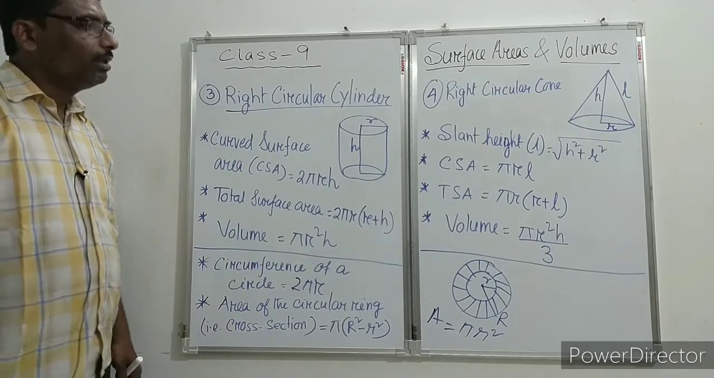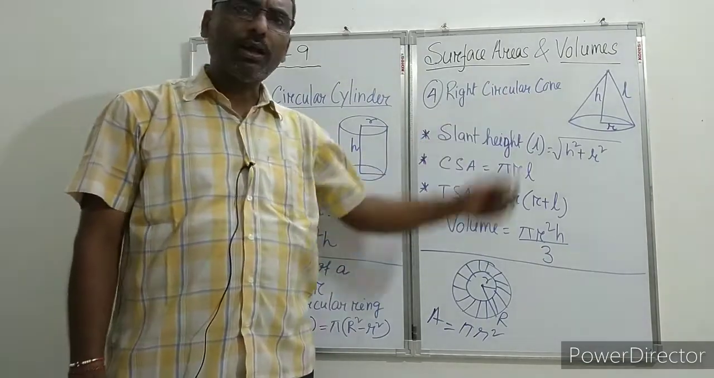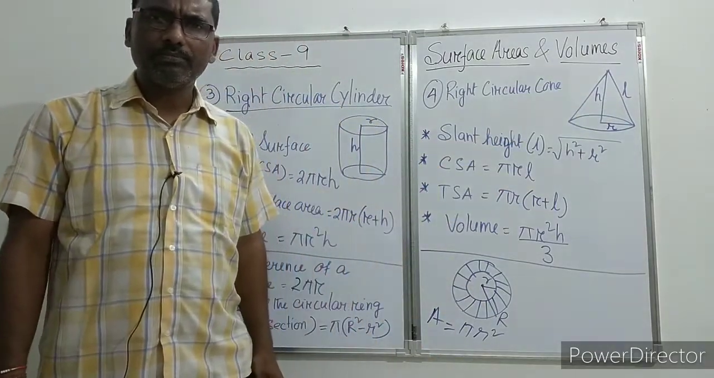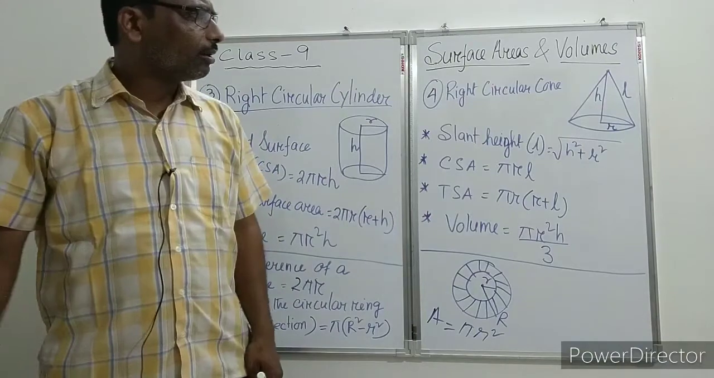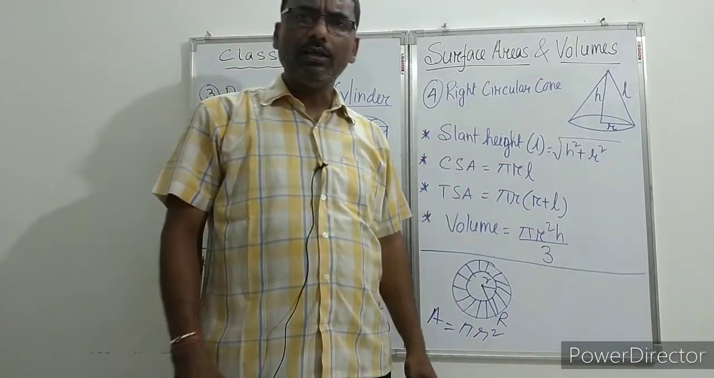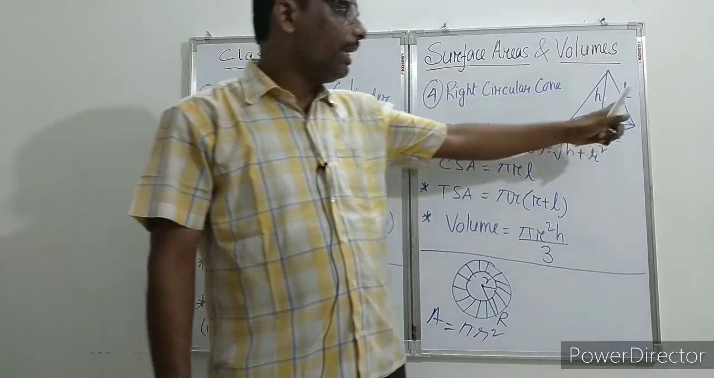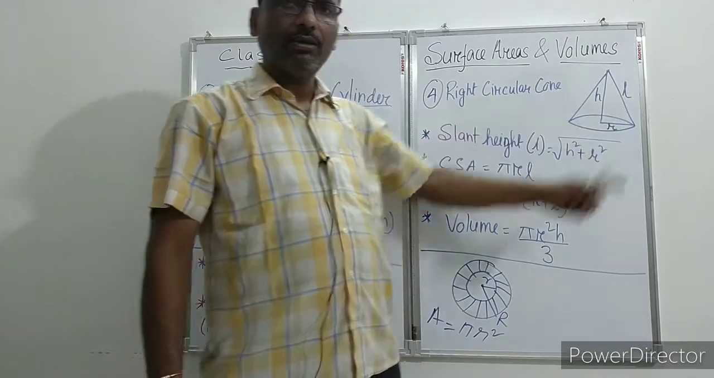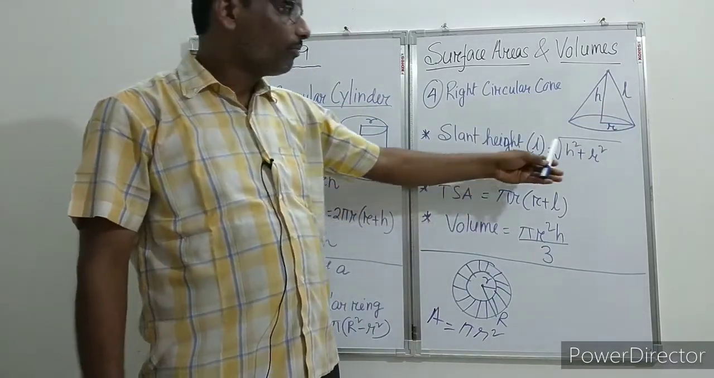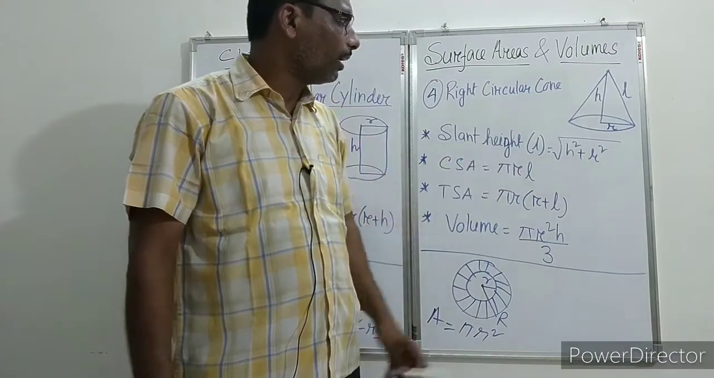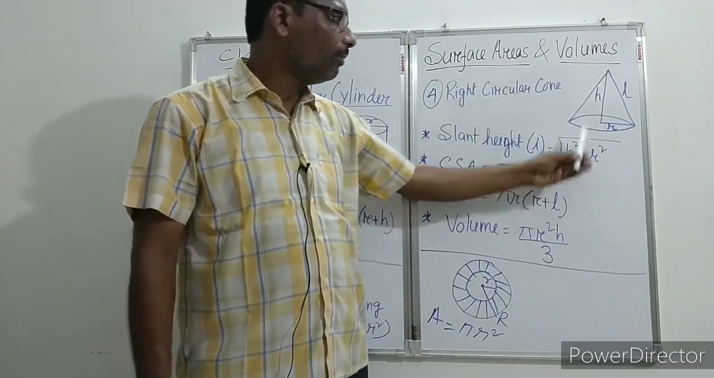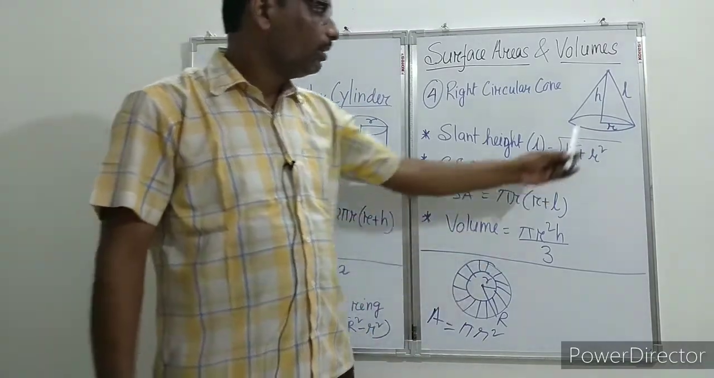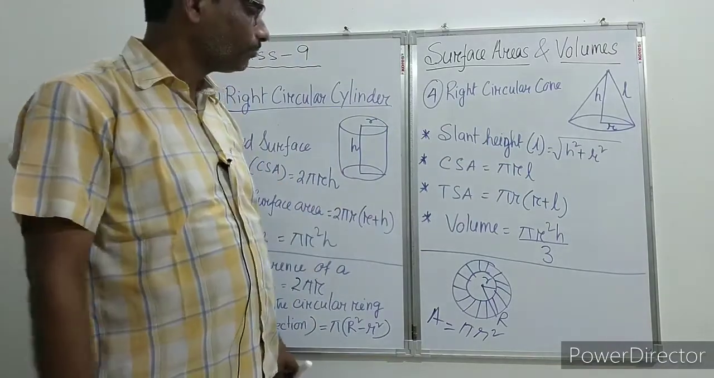Understood? Now comes right circular cone. Cone everyone you have seen, like joker's cap, birthday cap, tent, these are called cone. So here you will get one new thing, that is slant height L. This slanting portion is called slant height. So the formula to find the slant height is root over h square plus r square. H means height of the cone, r means radius of the cone, because its base is like a circle. That's why r is the radius of the circular base.